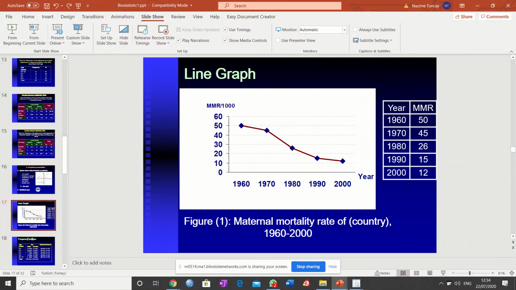Here, the maternal mortality rate of countries, or the rate of birth in years, the difference of rate of birth among years. This is a line graph, okay?